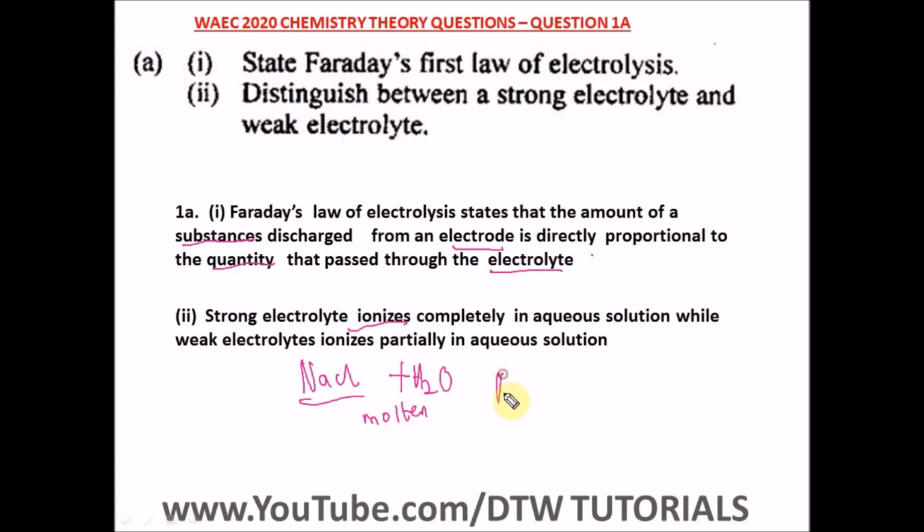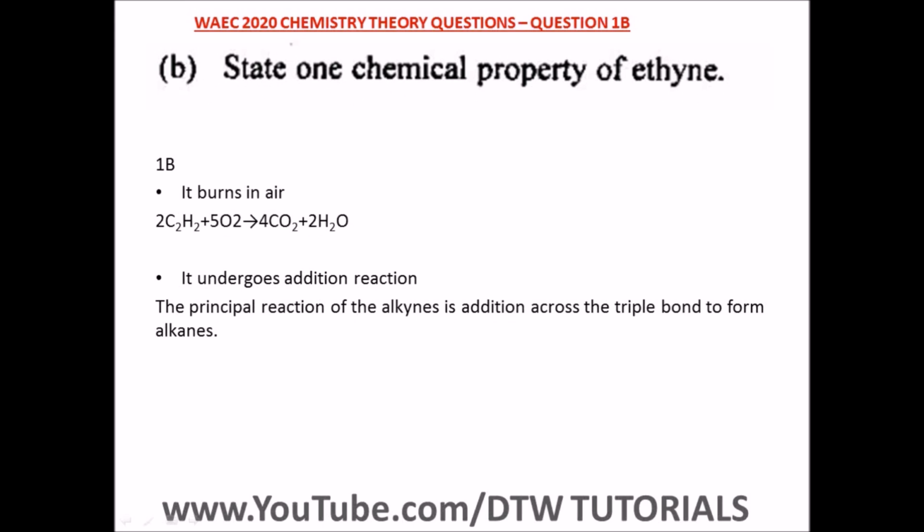So when this dissolves in water, you have sodium ion and chloride ion. They're dissociating completely. Cl minus, Na plus, Cl minus. Okay, so a strong electrolyte dissociates completely in aqueous solution, while a weak electrolyte ionizes partially, or dissociates partially, in an aqueous solution.